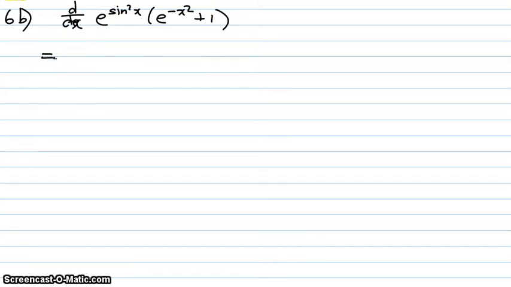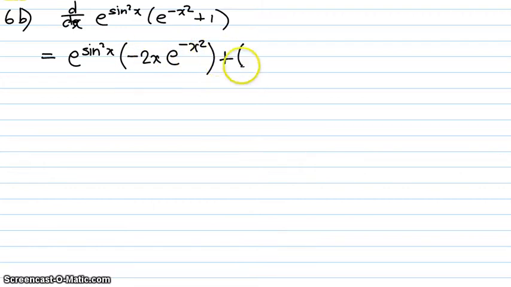So we're going to hold the first one constant, e to the sine squared x, and differentiate the second one. Differentiate 1, you get 0, differentiate the other part, and you're going to get minus 2x e to the minus x squared. Differentiate e, you get back e, keep that constant, then differentiate negative x squared, you get negative 2x. Plus, now we keep the other one constant, e to the minus x squared plus 1. It's a bit messy.